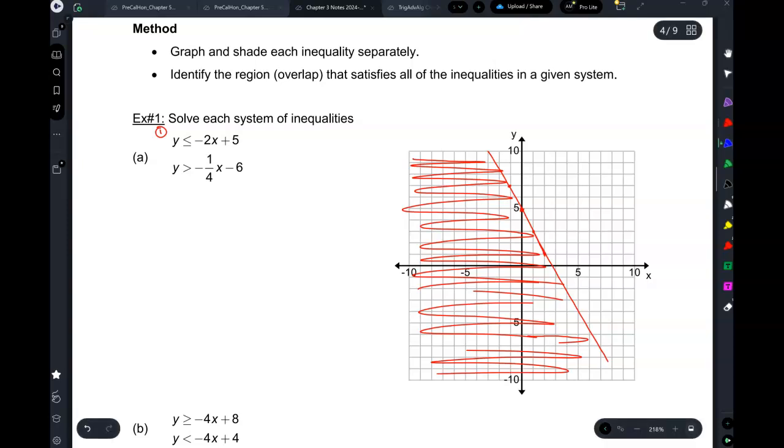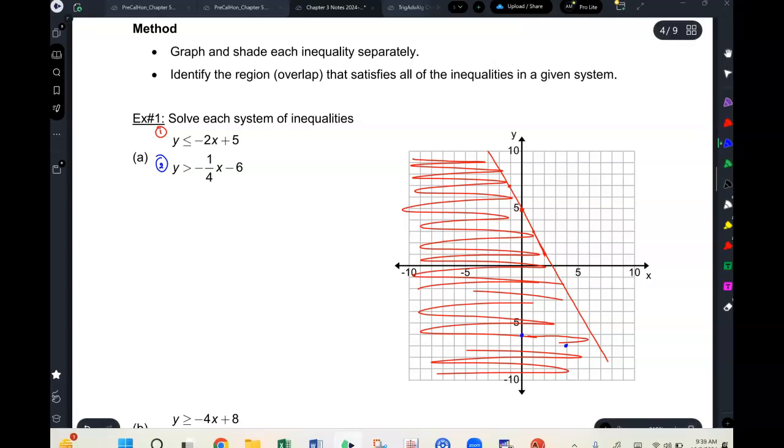All right, next I'm going to graph this one. y is greater than negative 1 over 4x minus 6. So I go down to negative 6, and then I'm going to go down 1 over 4. Is this going to be solid or dashed? Dashed. Okay. And because it's greater than, I'm going to shade above, right? I shade above right here.